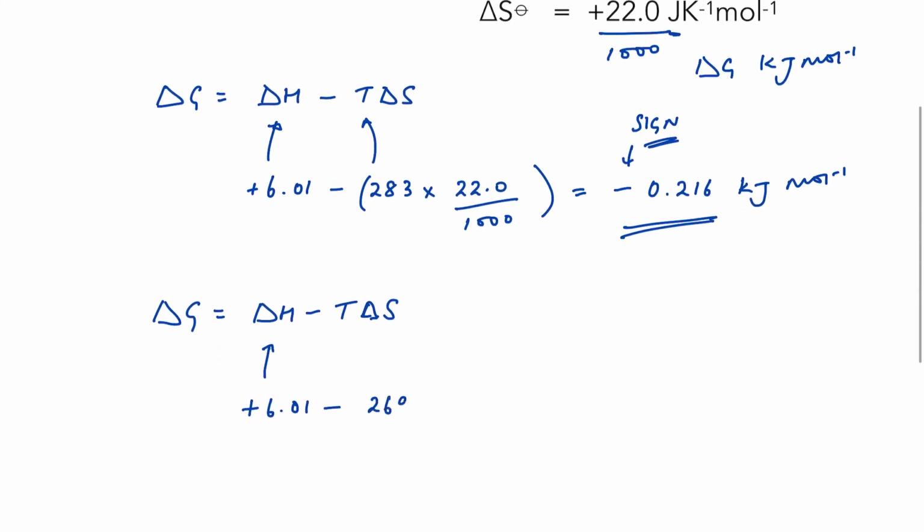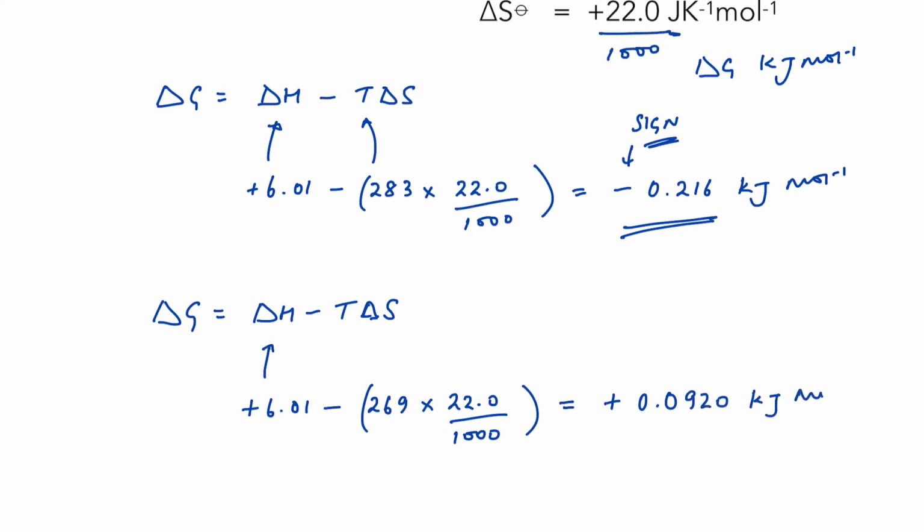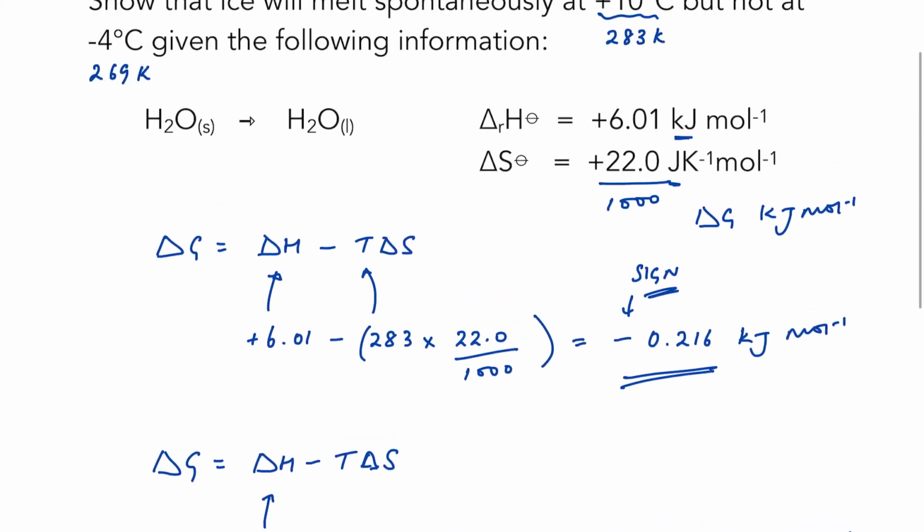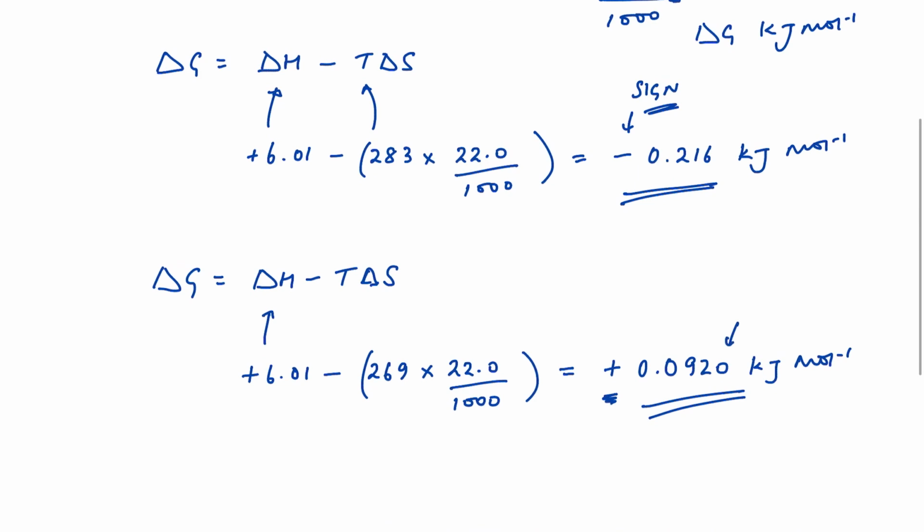So that's 269 times 22.0 over 1,000. And that plugged into your calculator should come out at plus 0.0920 kilojoules per mole. Again, the sign is really important. And you'll notice that I have given both my answers to 3 significant figures because all the information in the question was to 3 significant figures. Hence, I have put a 0 on the end there.